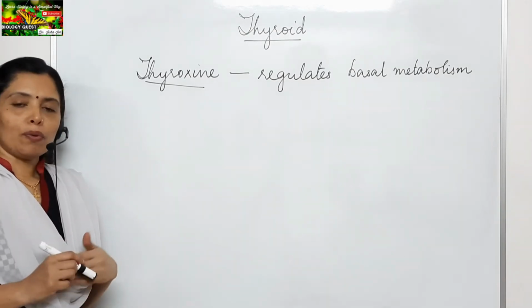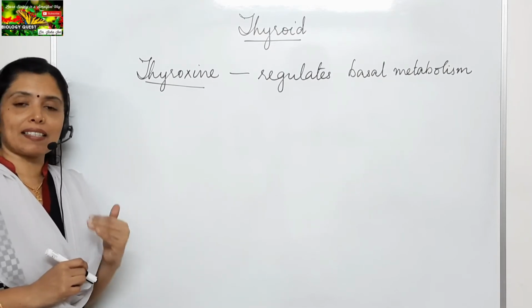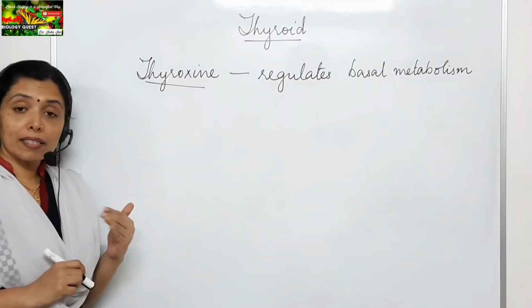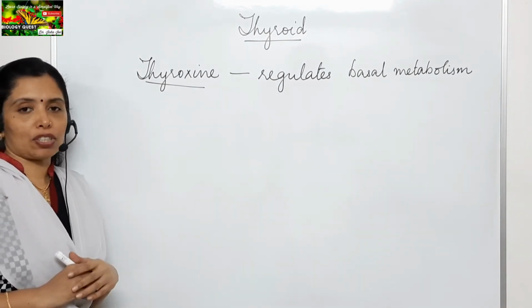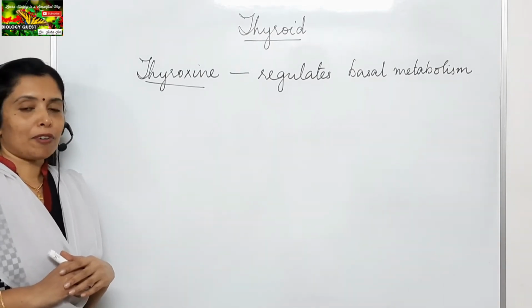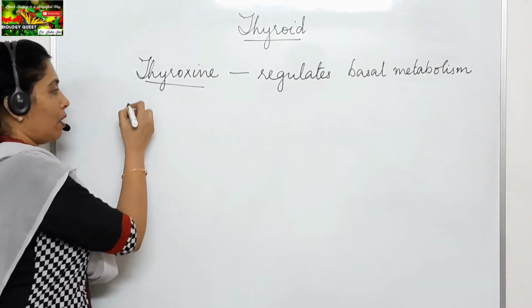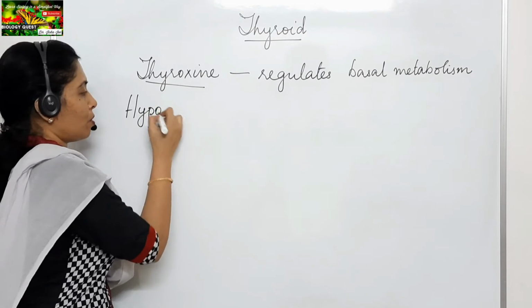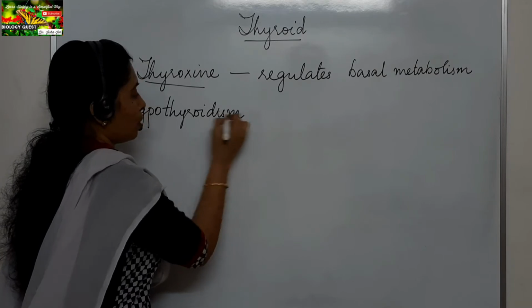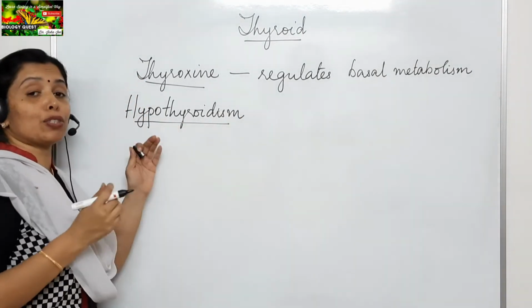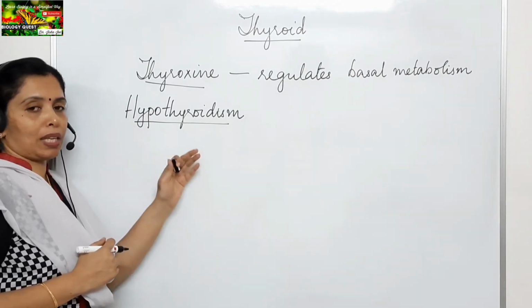Now let us have a look at the different conditions that are caused due to the under-secretion of thyroxine. Under-secretion of thyroxine means there is a deficiency in the secretion of thyroxine. And what is the term for that? It is hypothyroidism. Let us have a look at what conditions are caused due to hypothyroidism. Hypothyroidism is due to the undersecretion of thyroxine hormone.